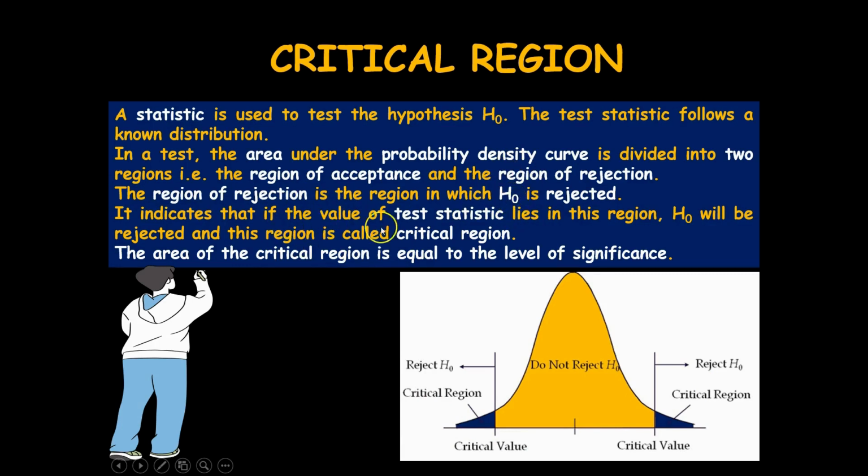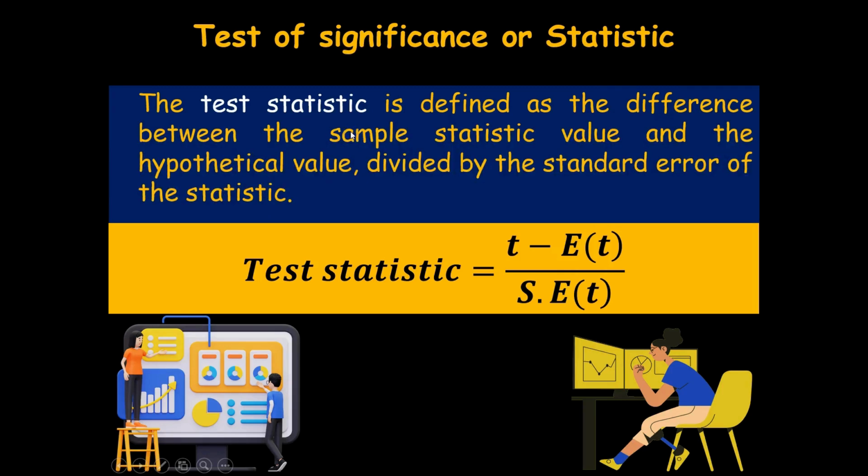The region of rejection is the region in which the null hypothesis is rejected. It indicates that if the value of the test statistic lies in this region, the null hypothesis will be rejected, and this region is called the critical region. The area of the critical region is equal to the margin of error, or the level of significance.